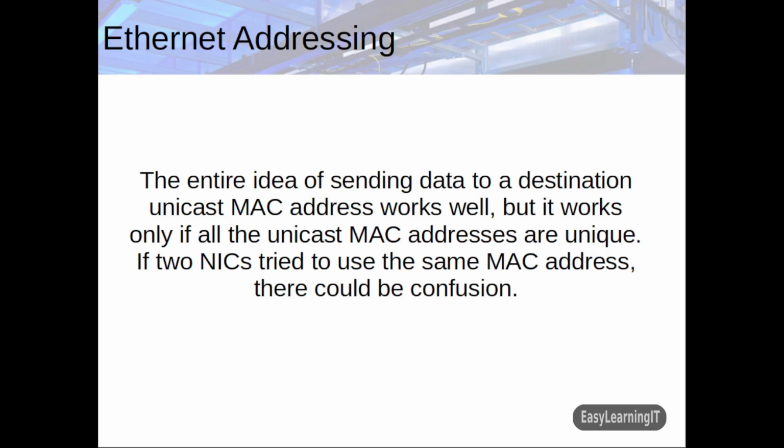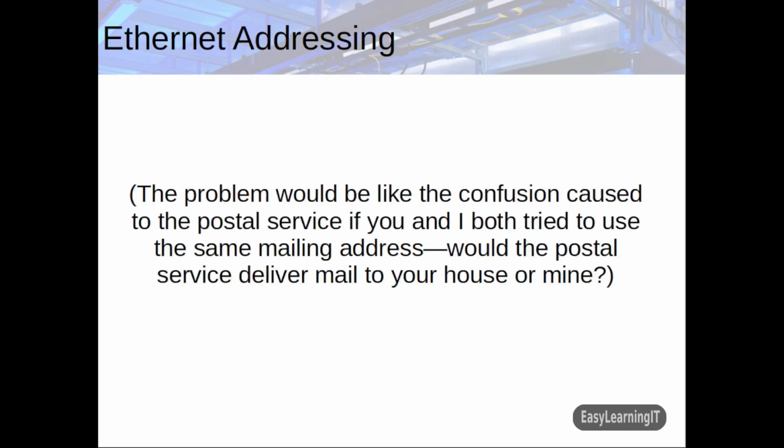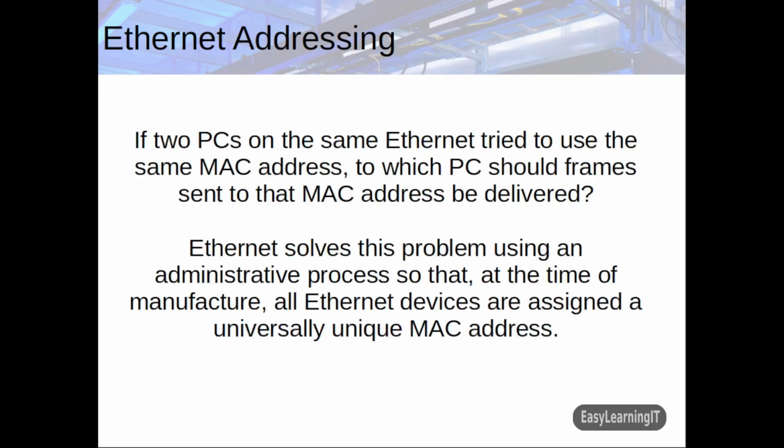The entire idea of sending data to a destination unicast MAC address works well, but it works only if all the unicast MAC addresses are unique. If two network interface cards tried to use the same MAC address, there could be confusion. The problem would be like the confusion caused to the Postal Service if you and I both tried to use the same mailing address. Would the Postal Service deliver mail to your house or mine? If two PCs on the same Ethernet tried to use the same MAC address, to which PC should frames sent to that MAC address be delivered?